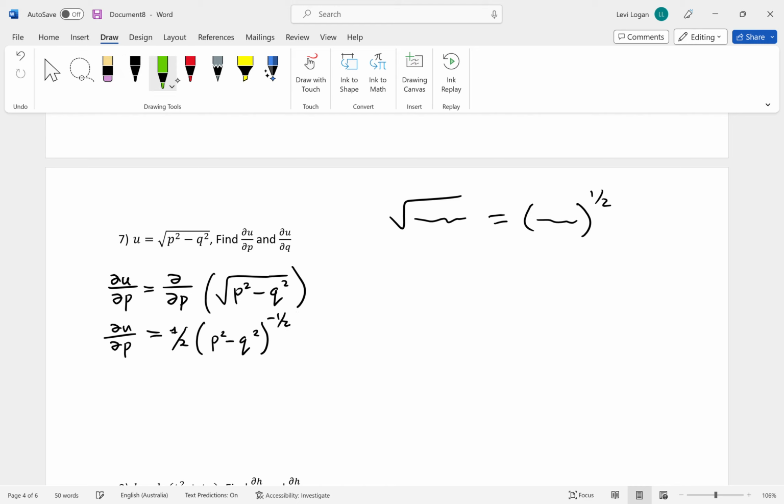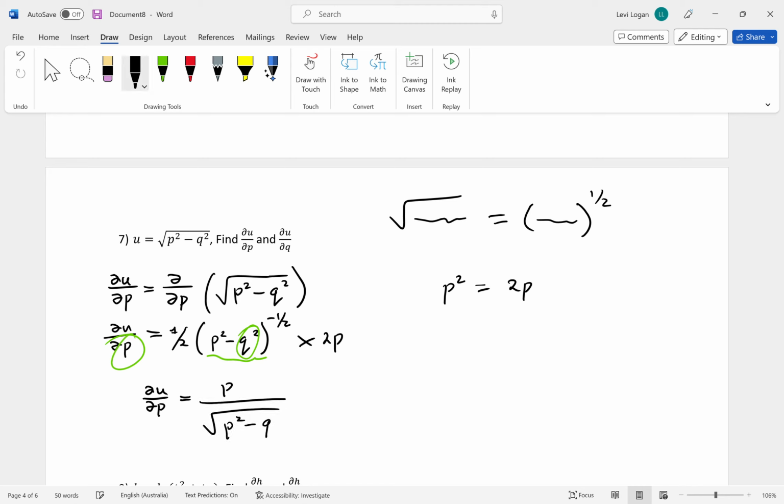Now we differentiate the inside with respect to p, so our q squared goes bye-bye. If we differentiate p squared, that's going to be 2p, so multiply that by 2p. A half times 2 just cancels, so we're left with delta u over delta p equal to p over the square root of p squared minus q squared. Boom. That's the first part done.